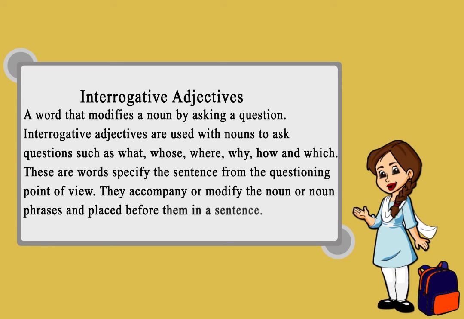Interrogative adjectives. A word that modifies a noun by asking a question. Interrogative adjectives are used with nouns to ask questions, such as what, whose, where, why, how and which. These words specify the sentence from the questioning point of view. They accompany or modify the noun or noun phrases and are placed before them in a sentence.